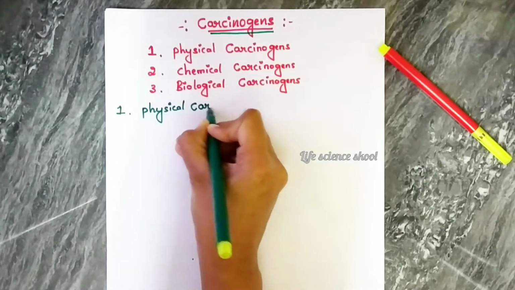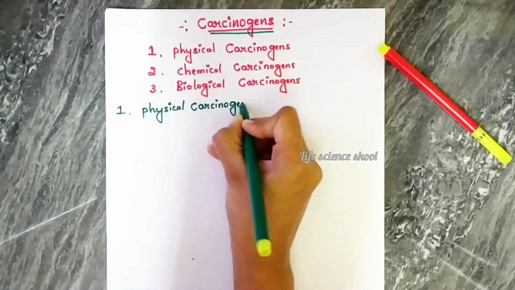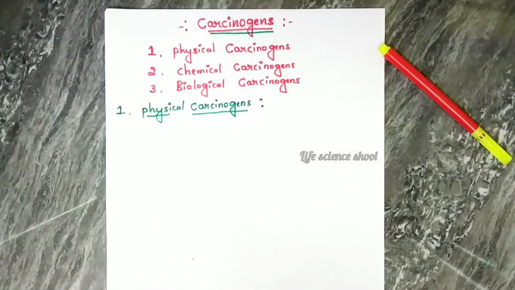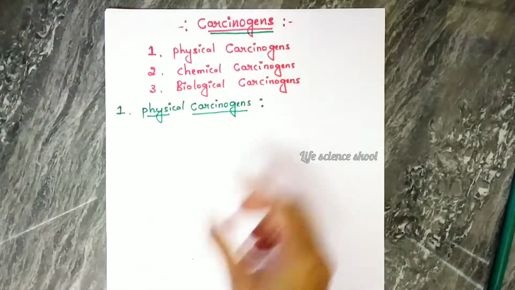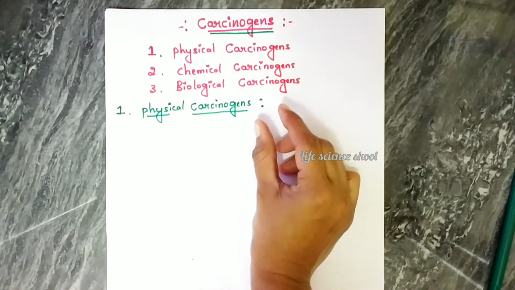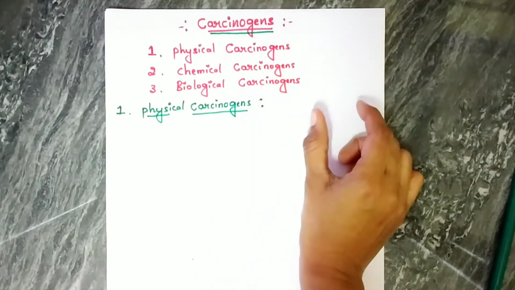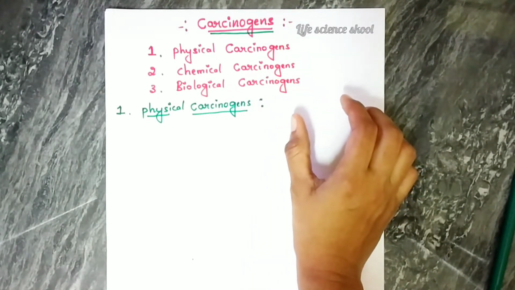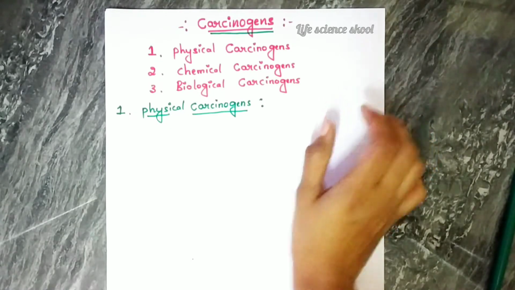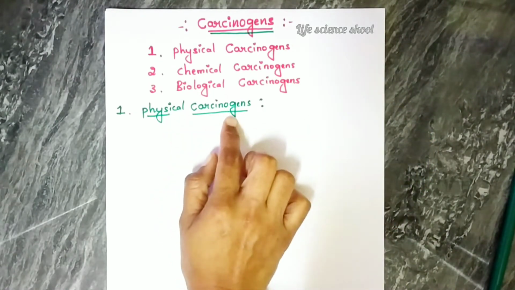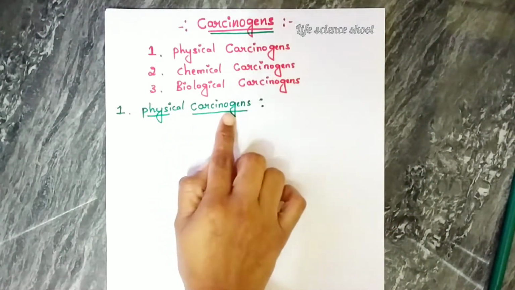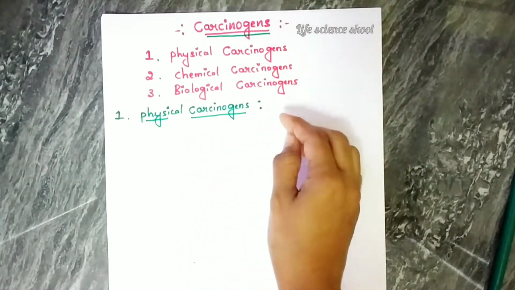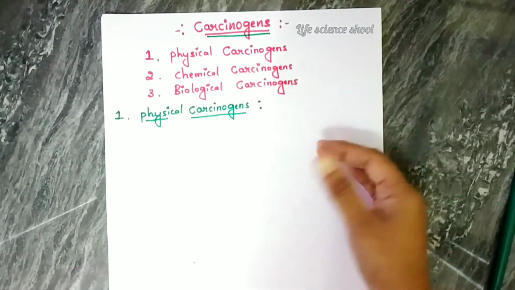So now we will know the meaning of physical carcinogens. What are these physical carcinogens? The physical carcinogens are particles. These particles may be soft or hard materials that are insoluble in water. Those are called physical carcinogens. I repeat once again, physical carcinogens are particles of soft or hard material that are not soluble in water.